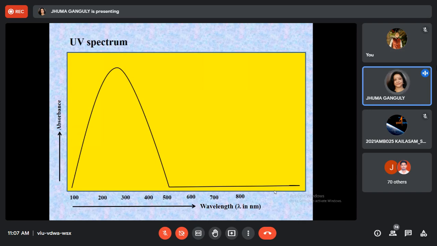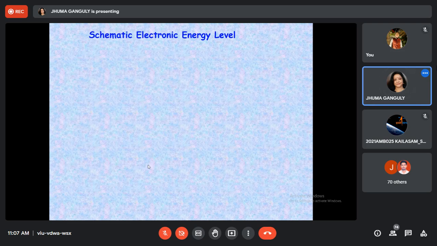And it looks like this way, some model. The maximum peak absorbance, that is the lambda max, you can identify in this way. This is the lambda max. Whatever the absorbances are lower, the maximum intensity of absorbance is known as the lambda max. This is some model. Now we will go to the electronic energy levels.